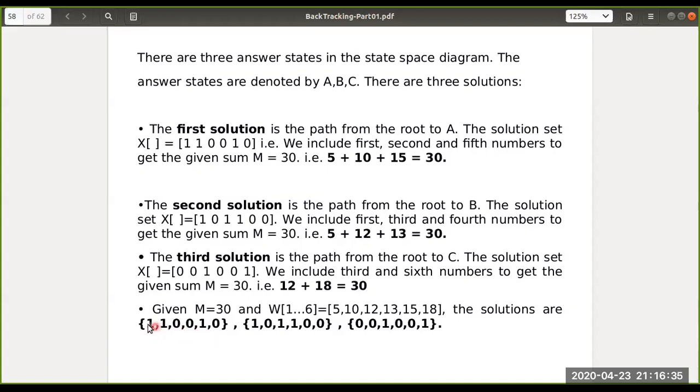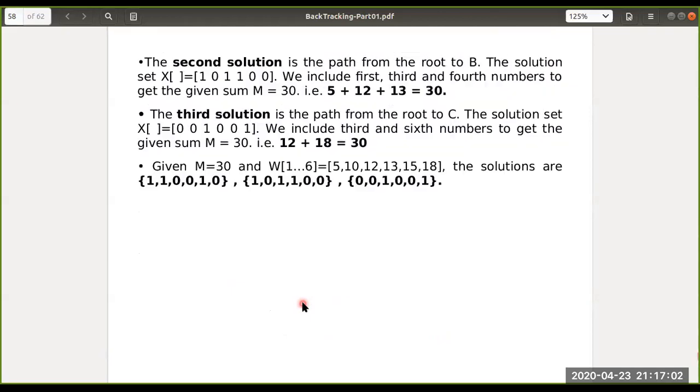Like this. Here the first, second, and fourth items are included. That's why the binary value is 1. Others are 0. Here the first, third, and fourth are included. Others are 0 only. Here the third item and sixth item are included. The remaining are not included. That's why the binary values are 0s and 1s. Final answer will be 30. So this is about the sum of subset problem.